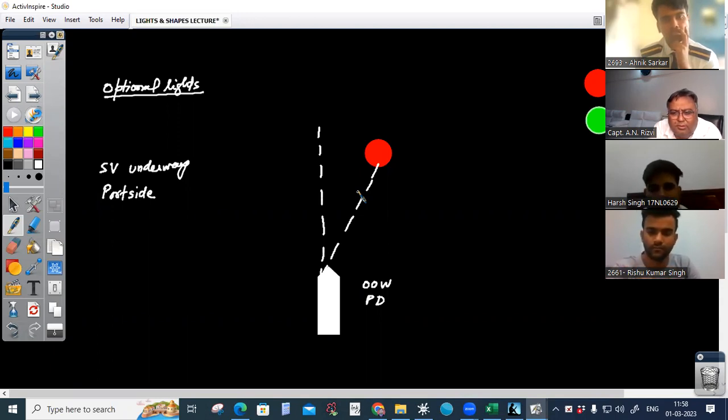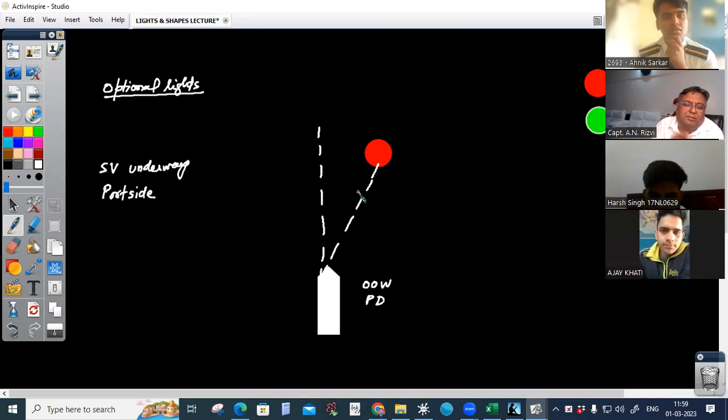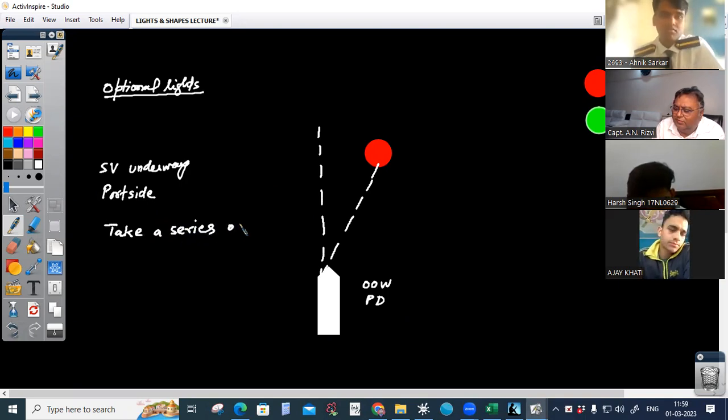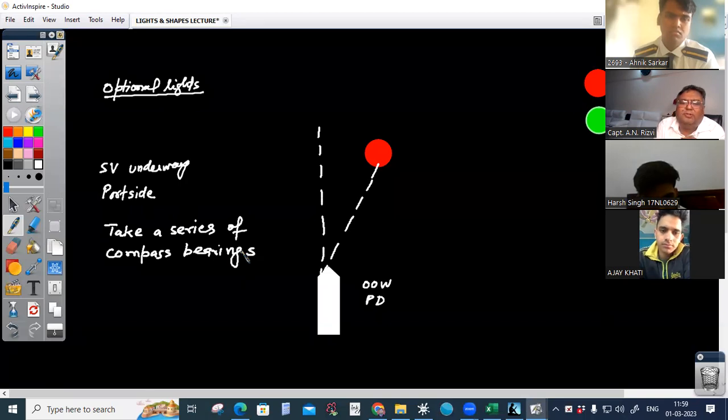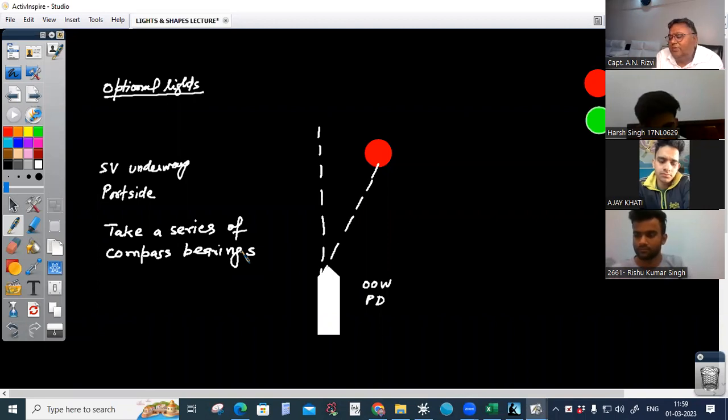What kind of bearing? The bearing of the vessel from our radar bearing, visual bearing, electronic bearing, magnetic bearing? Sir, visual bearing. Okay. Radar bearing. What is the proper word used in COLREG? Which kind of bearing? Compass bearing. Sir, relative bearing. No, say compass bearing. So you need to take a series of compass bearings. See, you need to use proper term. Bearings, that means more than one bearing of the approaching vessel.